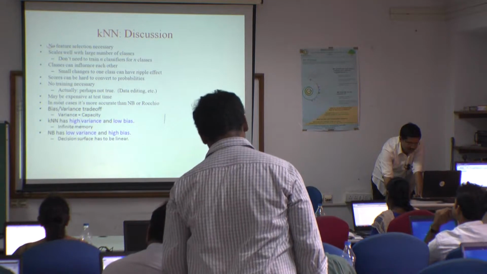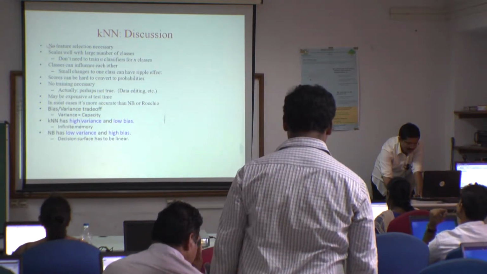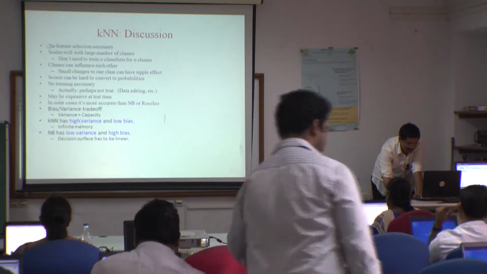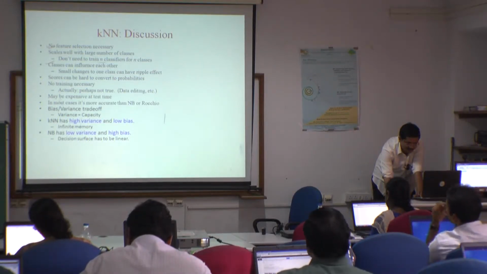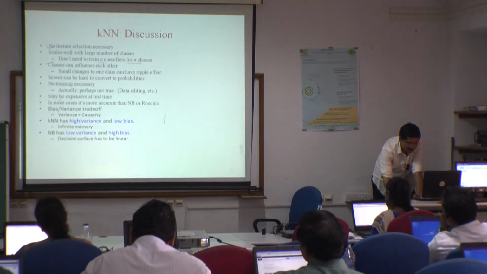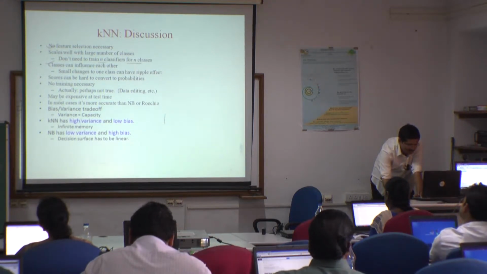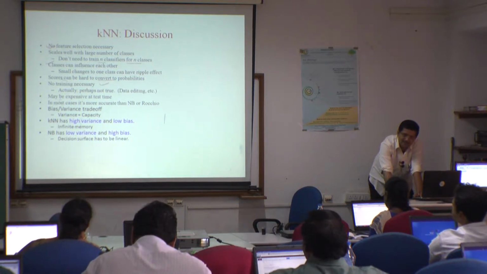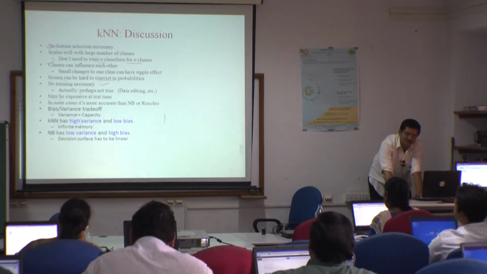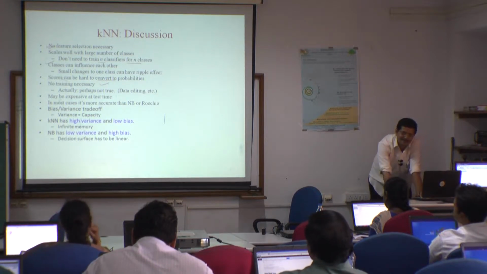No feature selection is necessary. It scales well with a large number of classes. It does not need to train n classifiers for n classes. Classes can influence each other, as in the previous example we have already seen. Scores can be hard to convert to probabilities. No training is necessary. Sometimes, without training, you can use the k nearest neighbor classification algorithm.